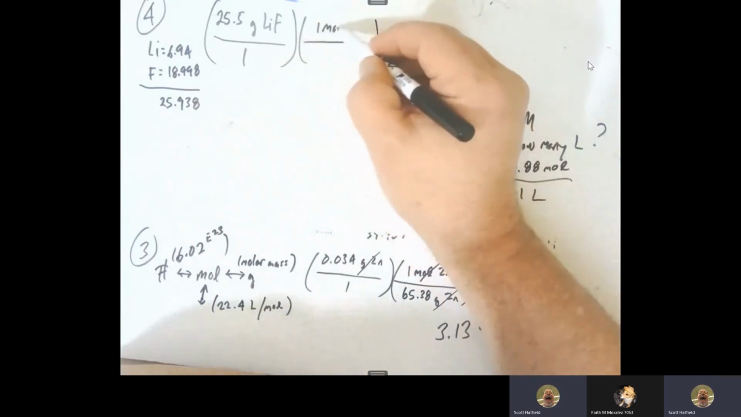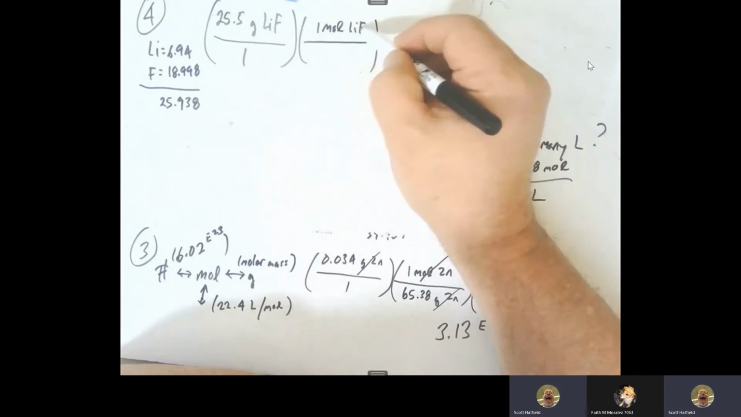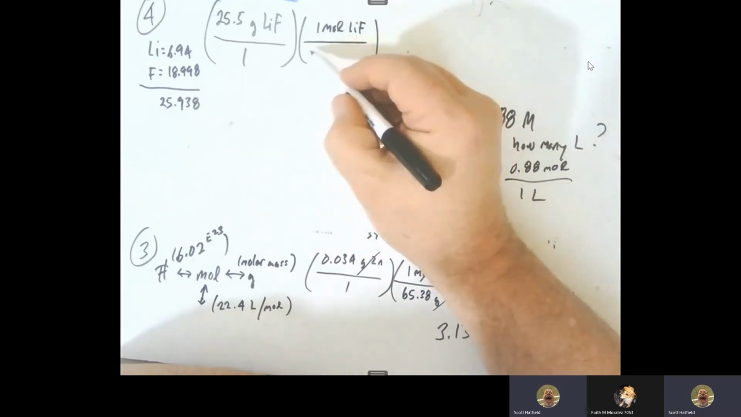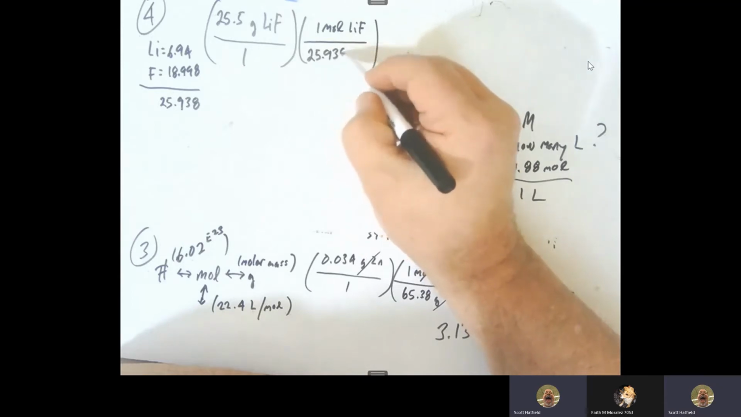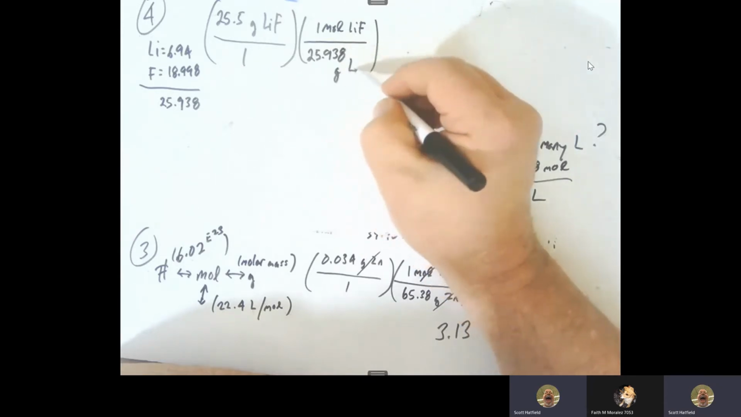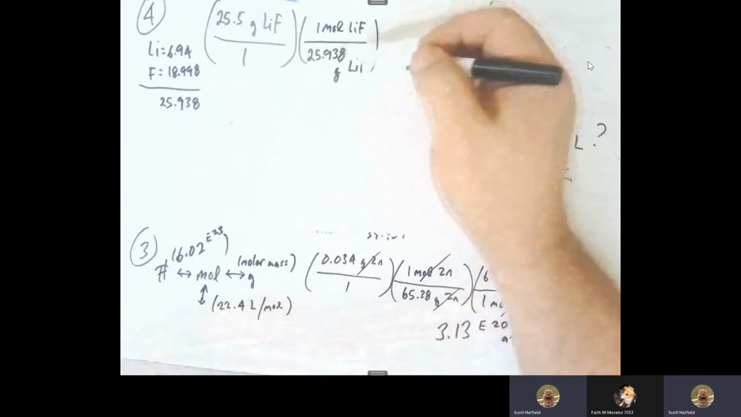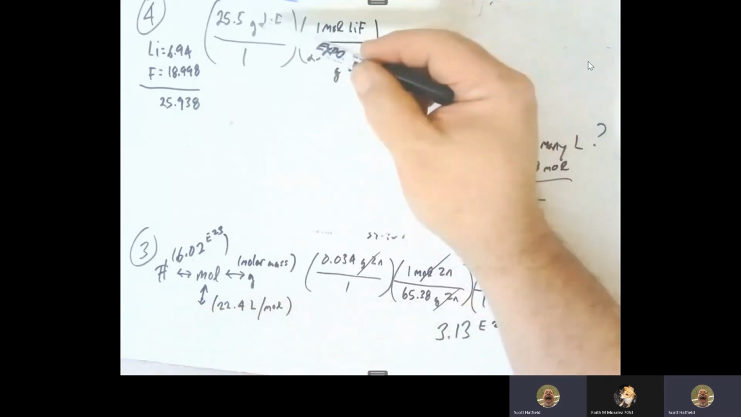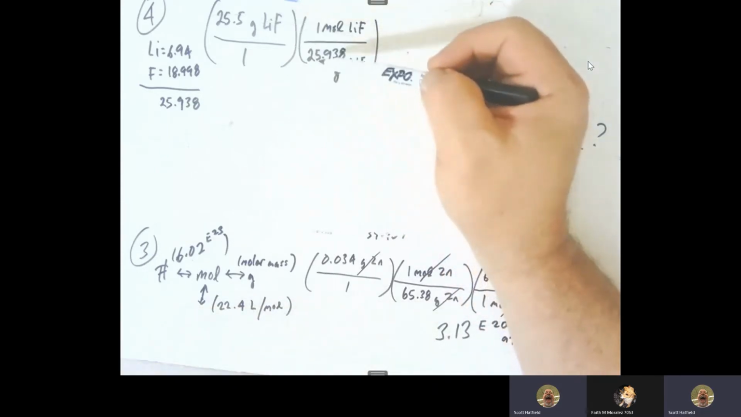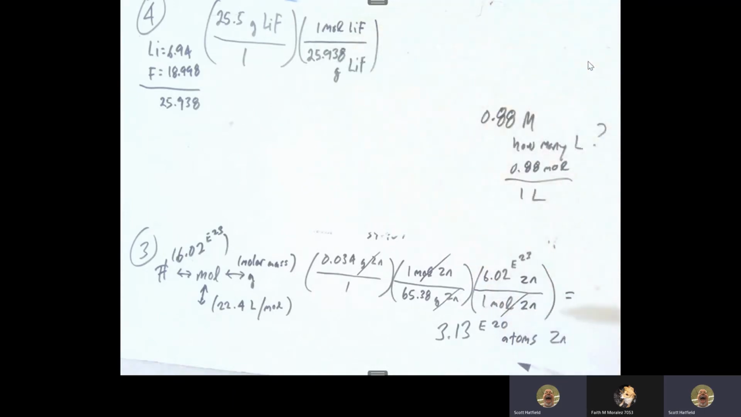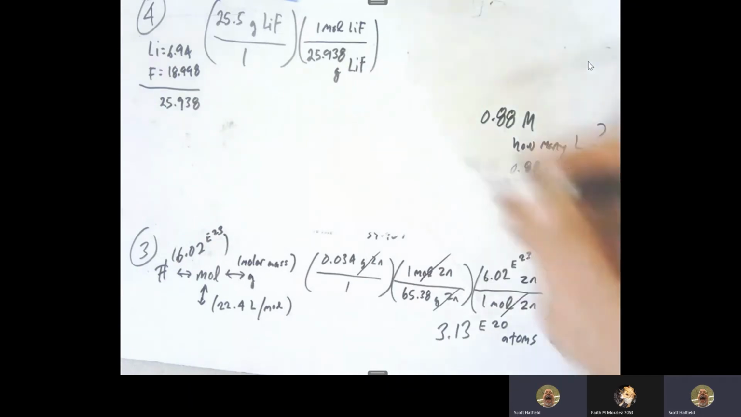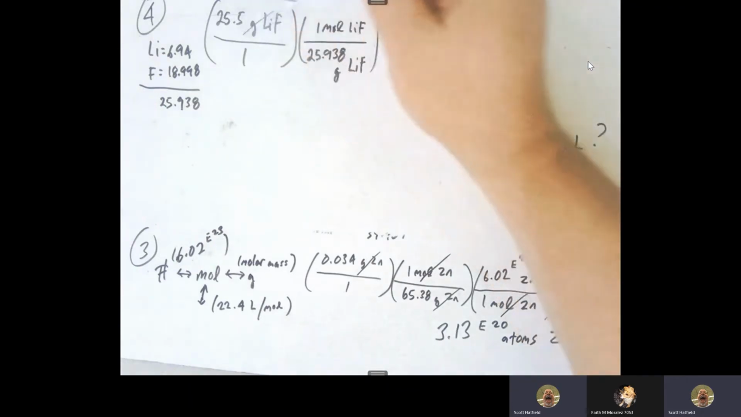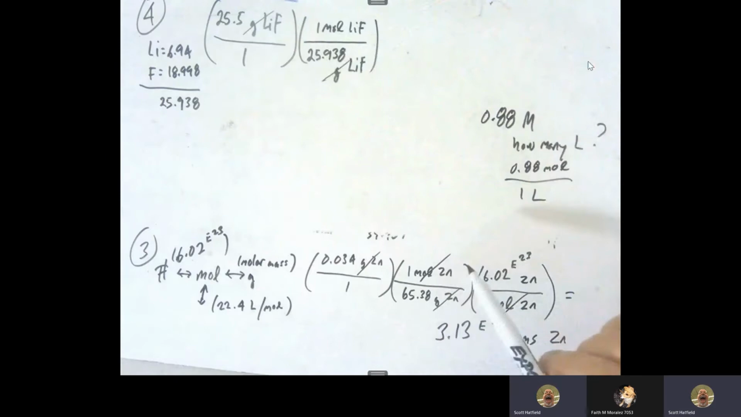So if I have 1 mole of lithium fluoride, I've got 25.938 grams of lithium fluoride. Now you will notice that this is very close to the actual given amount of grams. It's just a little bit more, and that might freak you out, but don't let it. It's just what's going to happen. Okay. Now, of course, if we do this conversion factor, the grams of lithium fluoride are going to cancel.